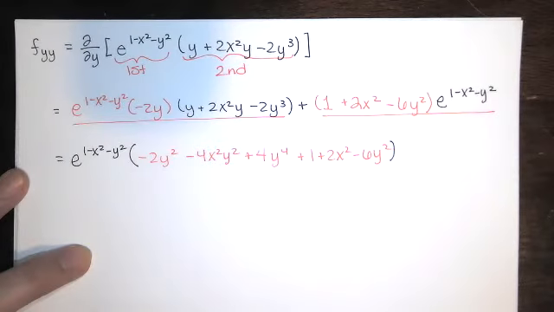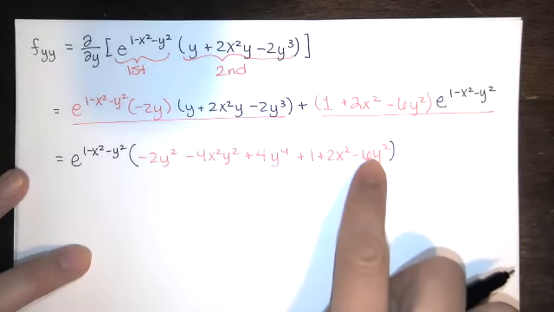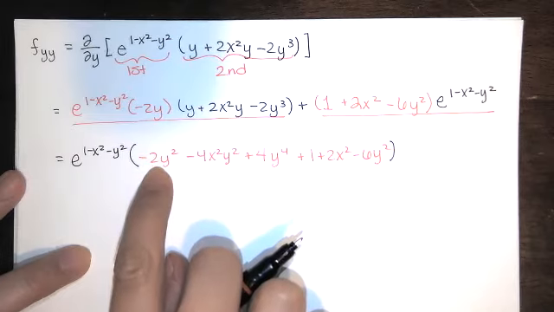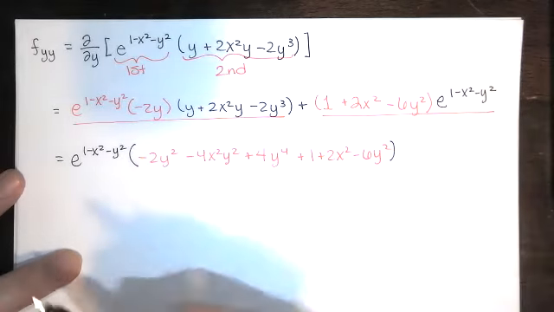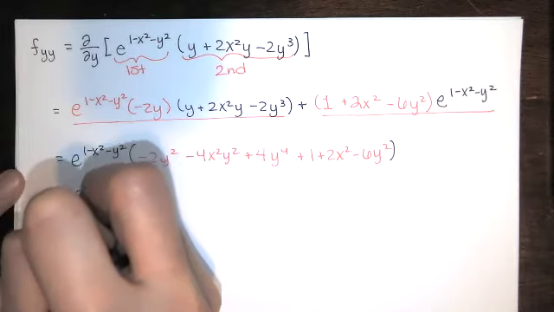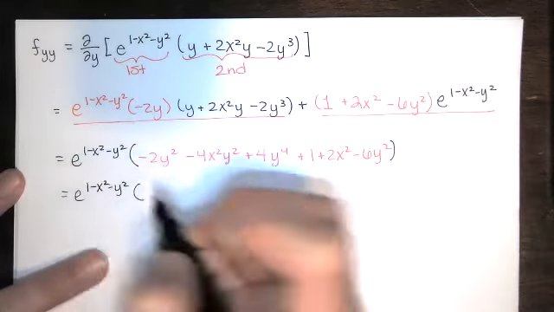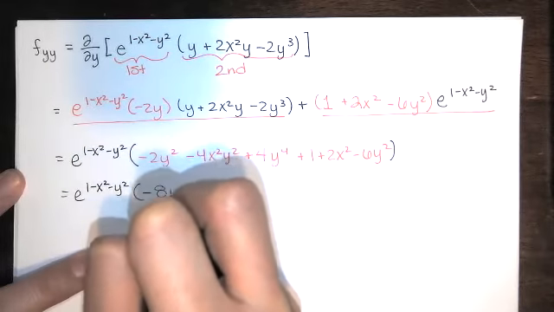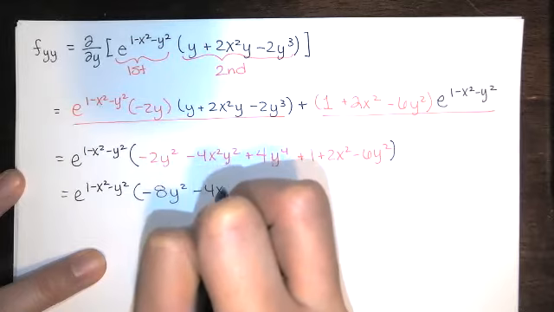All right, and let's see if we have any like terms. I've got a negative 6y squared and a negative 2y squared, and I think those are the only like terms. So it's going to be negative 8y squared times all of this.